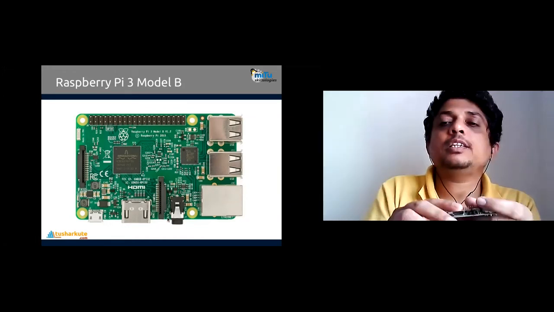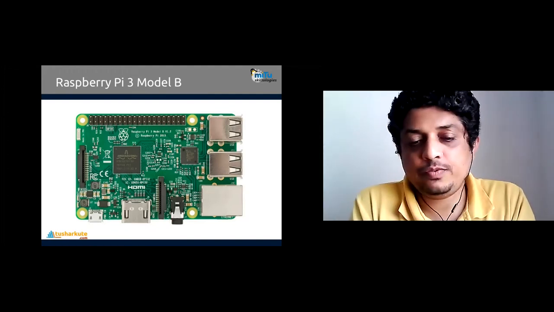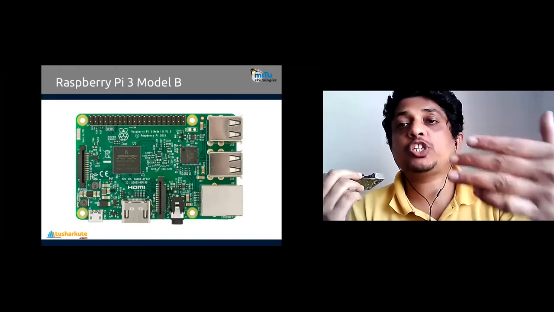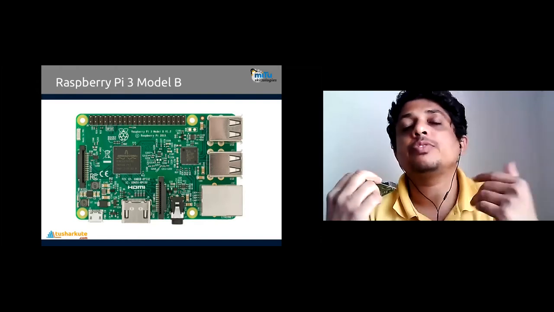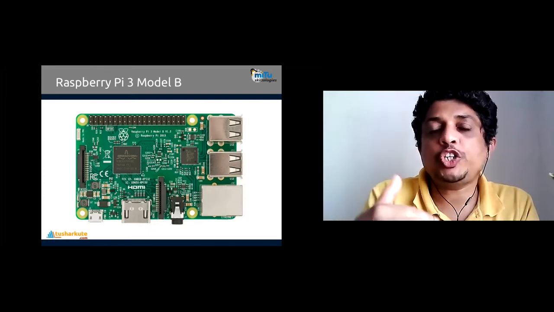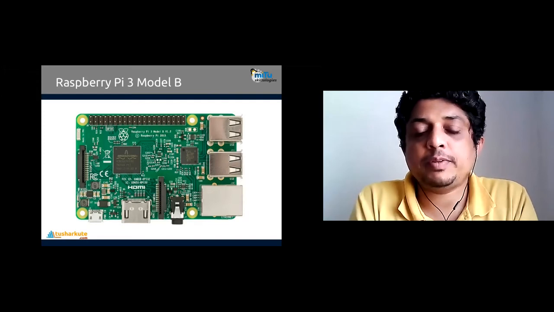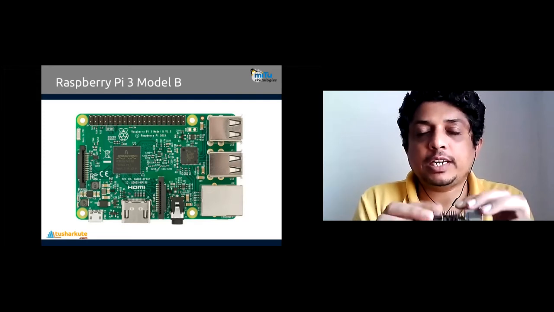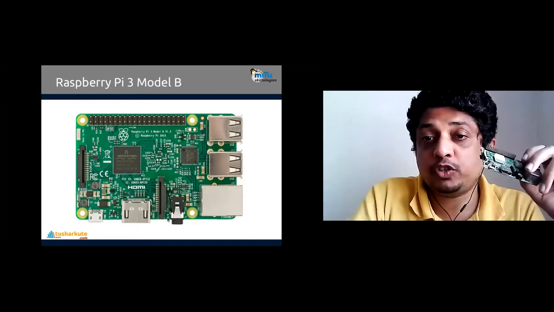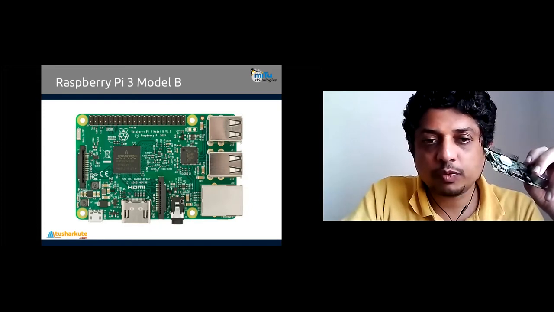So HDMI can be used to connect a display screen. Just like a computer has a computer screen, you have your laptop screen, and that is the interaction method we use to interact with computer systems using a display screen. If you want to connect that, we'll use this particular HDMI port, which is shown over here.